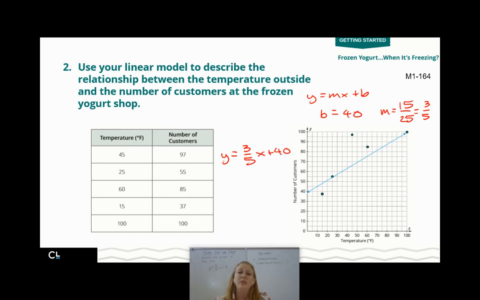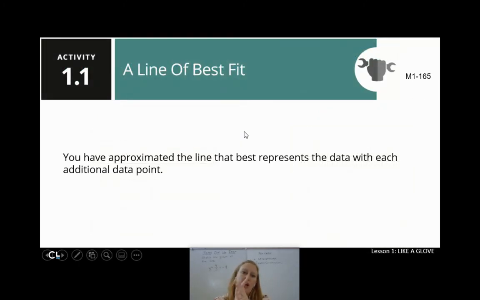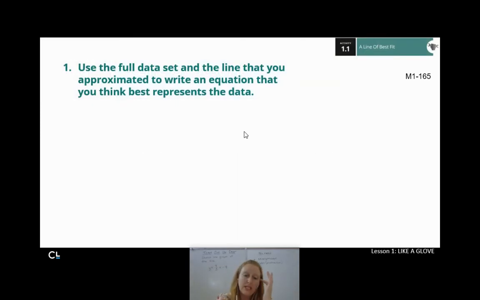Now, your equation may look different than mine. Your line might look different than mine, right? Maybe you did yours a little more slanted, or maybe you tried to get it to hit those 2 points. It's up to you. But this is the line that I have estimated. What you have approximated and I have approximated is a line that best represents the data with each additional point. And it's not perfect, right? So using the full data set and the line that you approximated, write an equation that you think best represents the data. And that's what we just did. So go ahead and write down the equation that you came up with for the line that you made. Again, it probably looks different than mine. So here's my line.